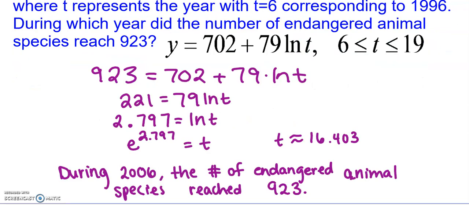All right, so for this one, I started to solve for t, right? I isolated the natural log of t, and once I got to that point, I converted to an exponential, so I got that t was about 16.403.